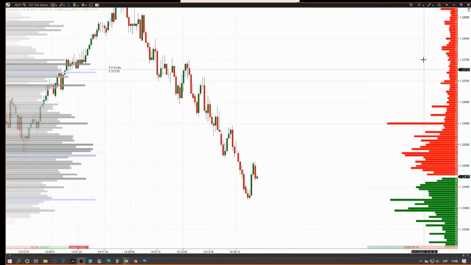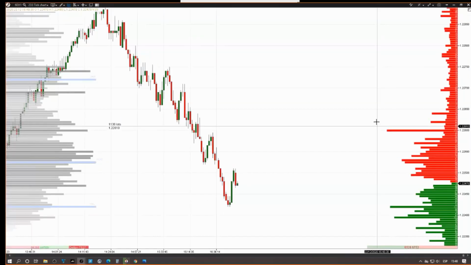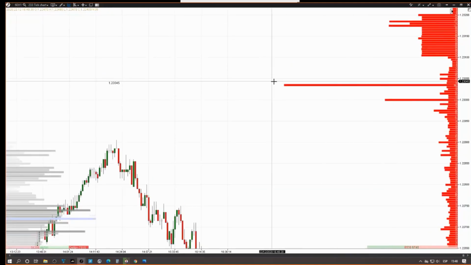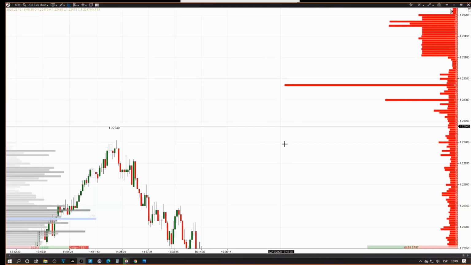There's nothing, there's no interest. There's nothing that you can say, oh yes, this is gonna work. But when you see this, you see a lot of interest here. 282 lots waiting to be filled. There's somebody, some institution or funds or whatever, thinking about this price. There's something about this price that they are waiting to be filled.